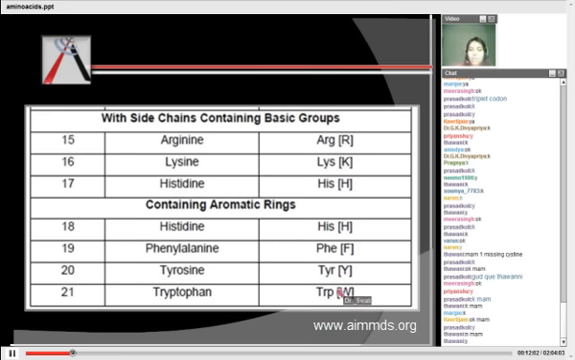Now we just talked about the structure of the amino acid. All amino acids have a central carbon attached to a carboxylic group, an amino group, and a hydrogen atom. But proline is an exception. Now let's see the structure of proline.